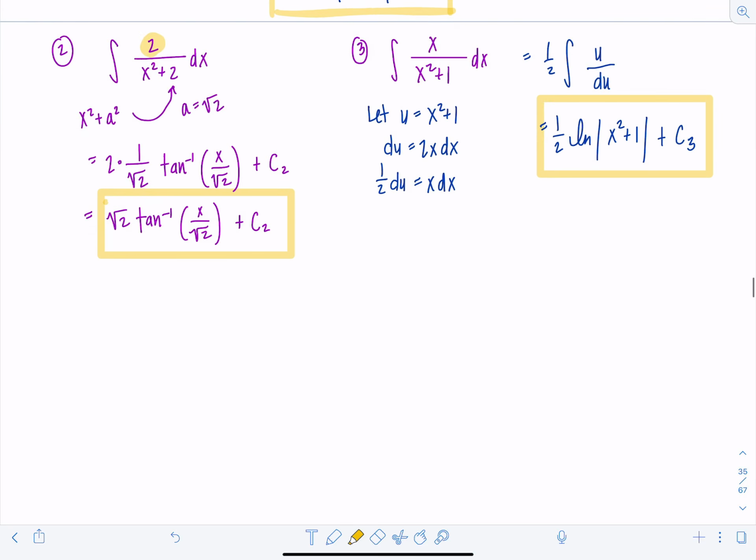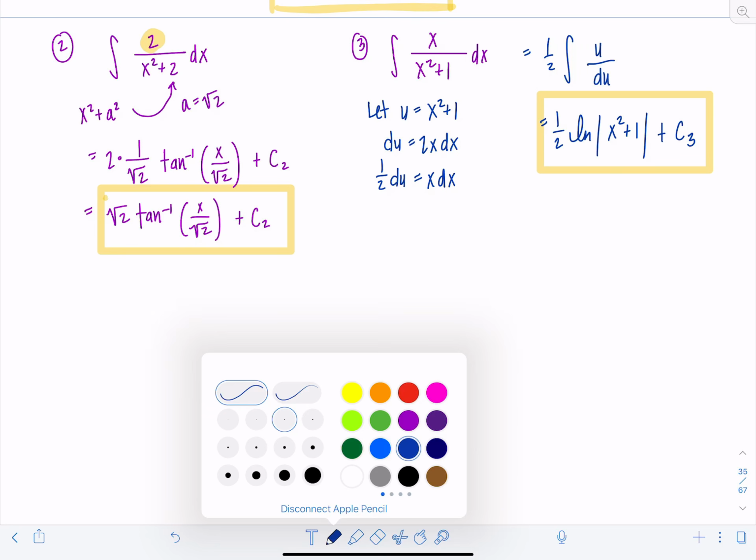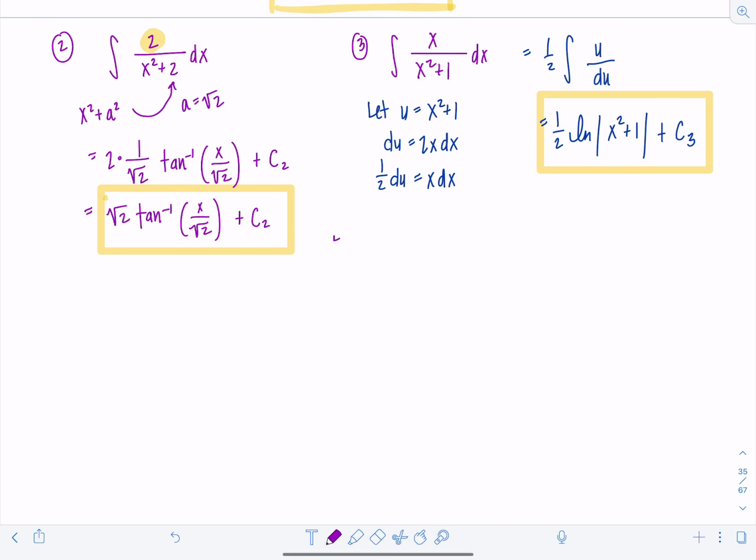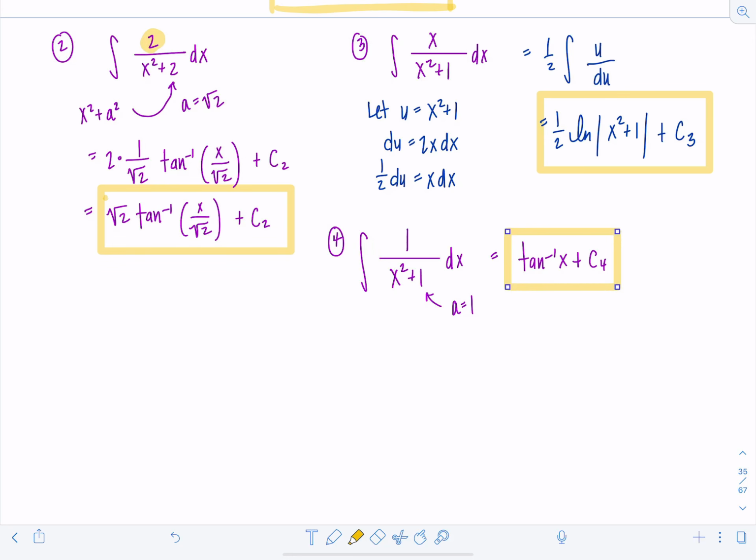Last one, integral number 4, the easiest, breeziest one of all. We just have integral of 1 over x squared plus 1 dx. Nothing fancy going on. A is exactly equal to 1. So this is tan inverse of x plus c4. You guys, that's it. We got to just put it all together.